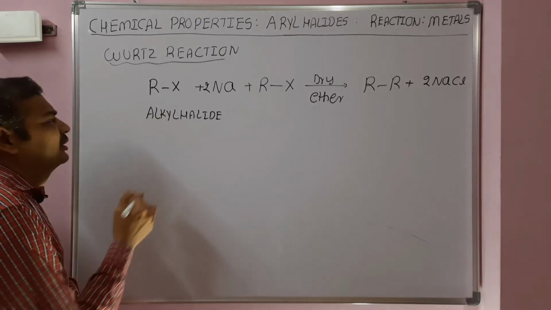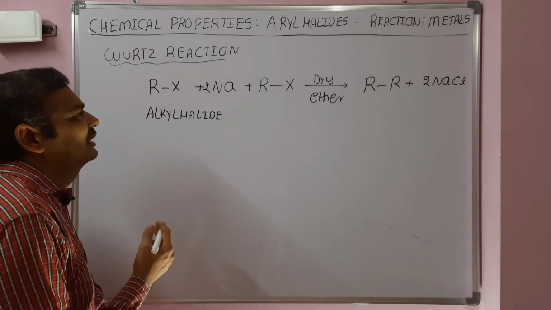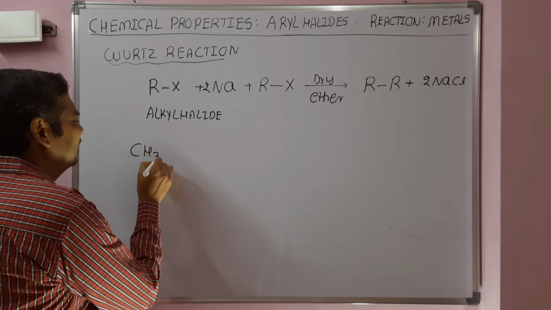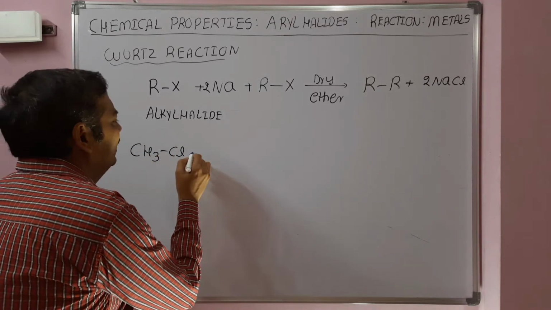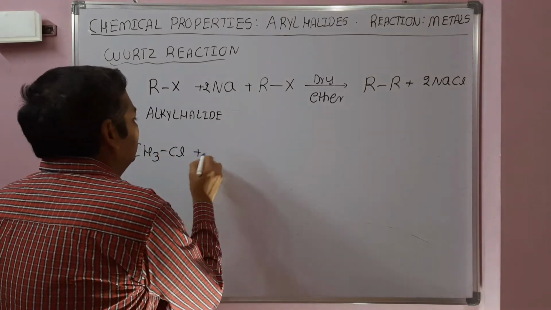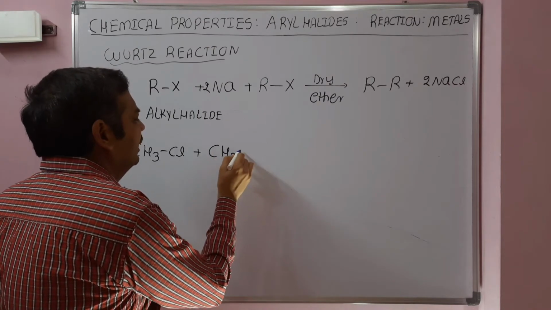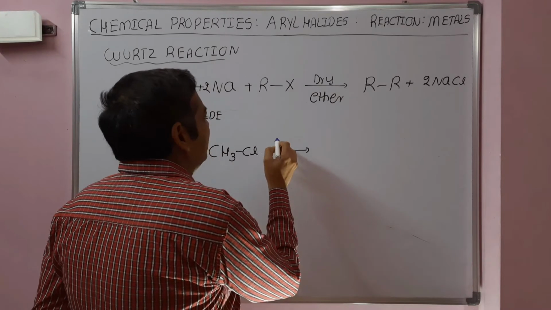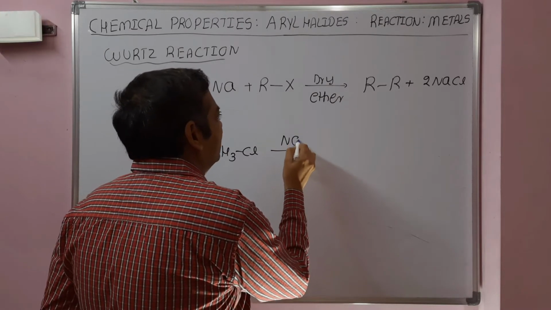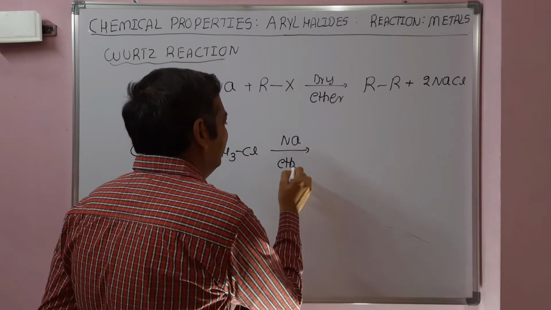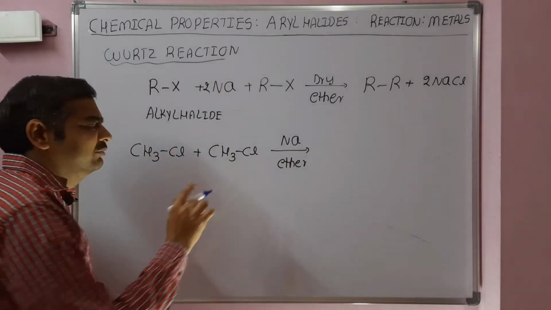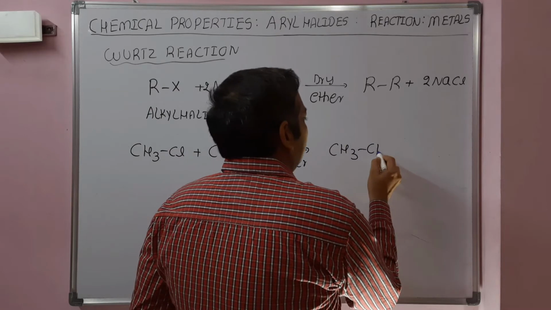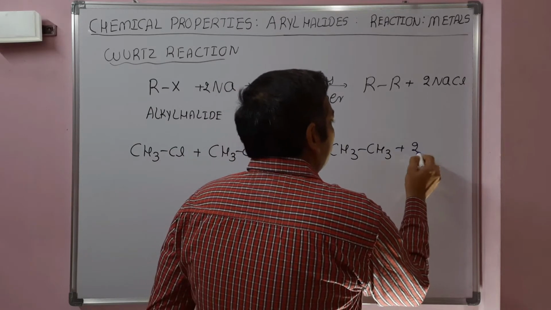Since we are studying the Wurtz reaction, we will see some examples. It's not an aryl halide, so it's an alkyl halide. If we take only one alkyl halide, then we will get only one product. Here we have taken one alkyl halide, and we will get butane plus 2 moles of sodium chloride.